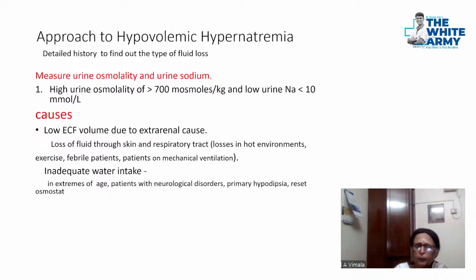So the first step should be to measure urine osmolality, using an osmometer or the formula, and urine sodium. If urine osmolality is more than 700, that means it is a concentrated urine. That means kidney is conserving water and electrolytes. That is why the sodium is also less than 10. So you have to focus on these causes.